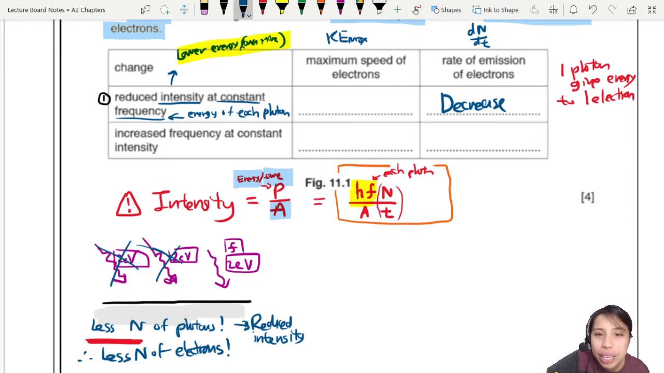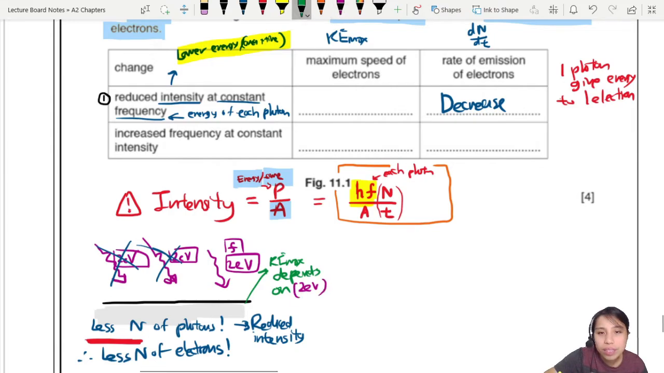How about the maximum kinetic energy of electrons? What do you think? Is there a change? No, there's just fewer of them, but they can still come out at the same KE. This depends on the energy of the photon, which is your 2 eV. That's not changing, so no change. Hey, why green color? No change.